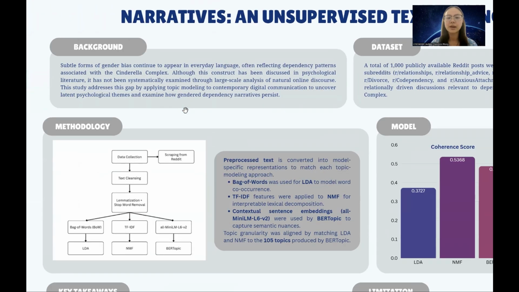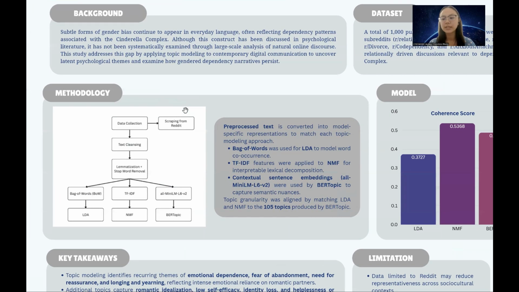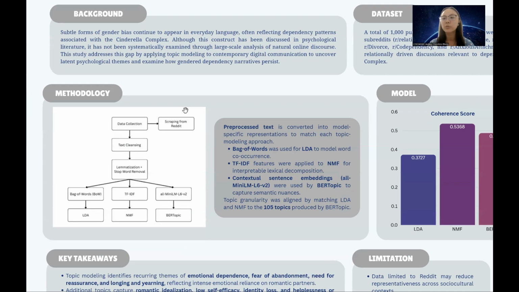Next, for the methodology, first we do text cleansing. We do text cleansing because we want to make sure the data is consistent and easier to analyze. In text cleansing, all words were converted to lowercase, and emoji, symbols, or unnecessary characters were removed to reduce the noise. Next, we do lemmatization plus stop word removal.